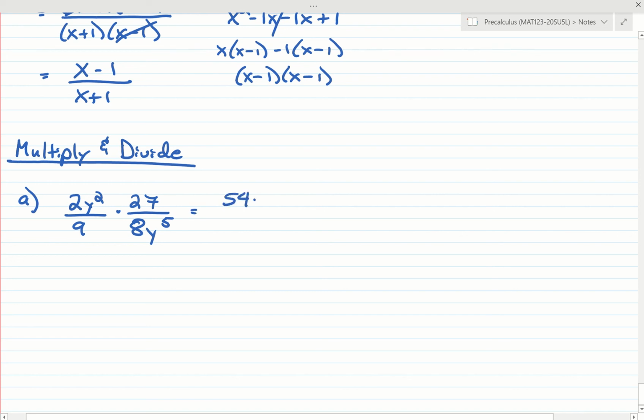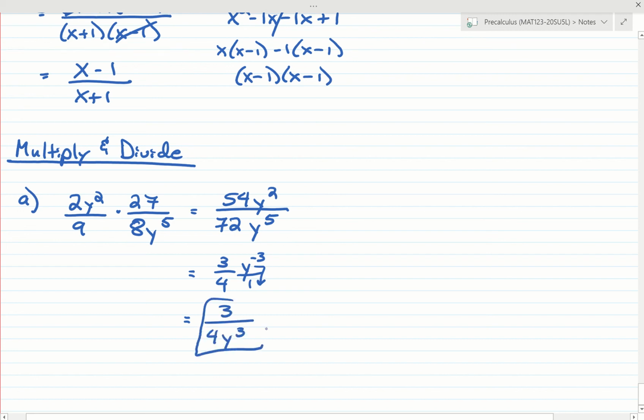27 times 2 is 54y to the 2nd, 9 times 8 is 72, y to the 5th, and this would be like an example we saw in a previous section. 54 over 72, if we cancel out common factors, reduces to just 3/4. We can keep dividing by 2 if you want. I actually think 9 would go into 54. We could just keep reducing that way. And y to the 2nd divided by y to the 5th is y to the -3rd. Remember, we subtract. So our final answer, bringing the y to the denominator, would be 3 over 4y to the 3rd. That would be the way I would do this.